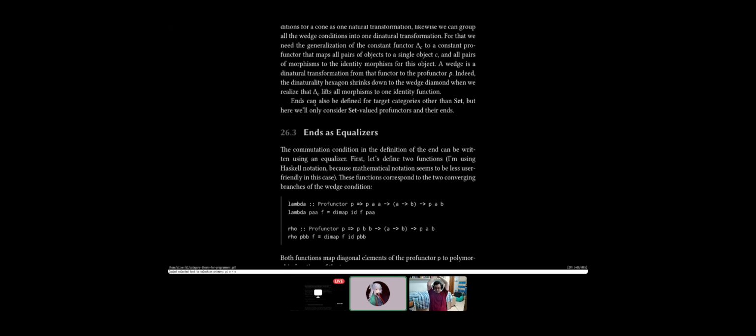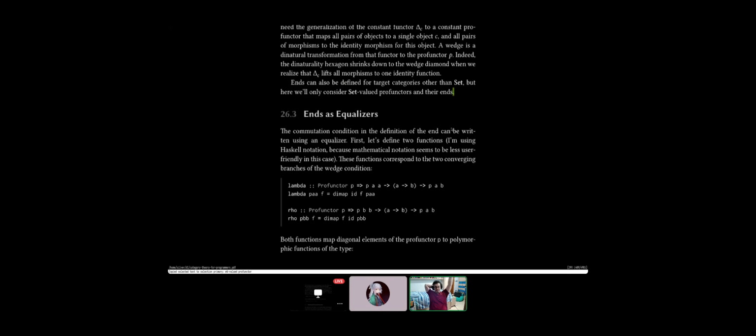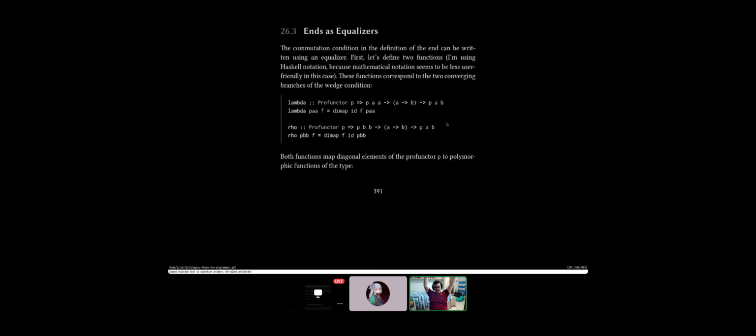Ends can also be defined for target categories other than Set, but here we are only considering Set-valued profunctors. So ends, memes aside, what we just established is that we are basically making a convergence process, and we are calling that the wedge.